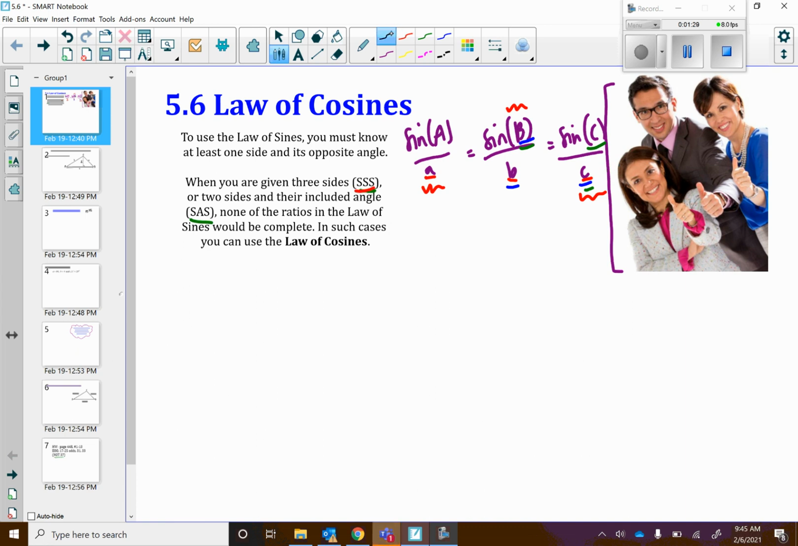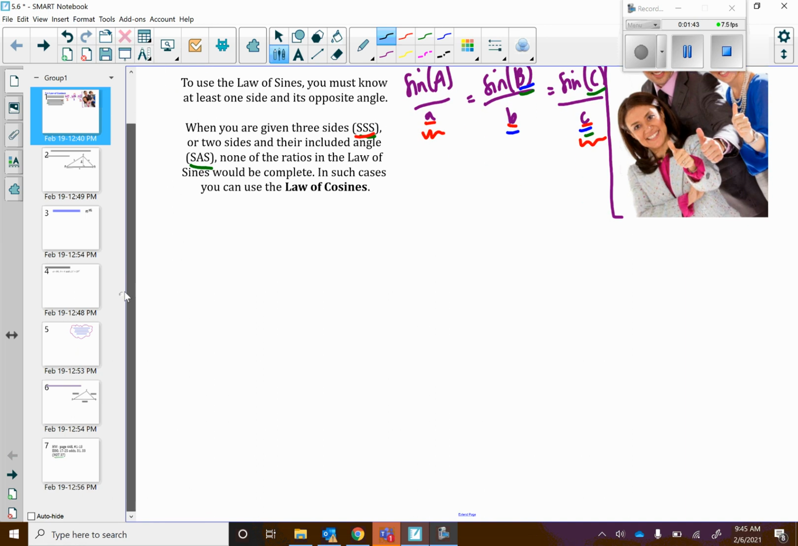Now, law of cosines is going to look a little complicated, but I would say two things. The first is you get the formula sheet, so you don't necessarily have to memorize this, and it kind of follows a pattern, which I'll try and show you in a moment. So let's write out law of cosines. The first would be if I have side, angle, side. So I have two sides and their included angle.